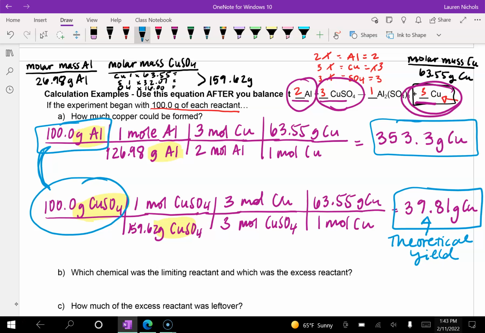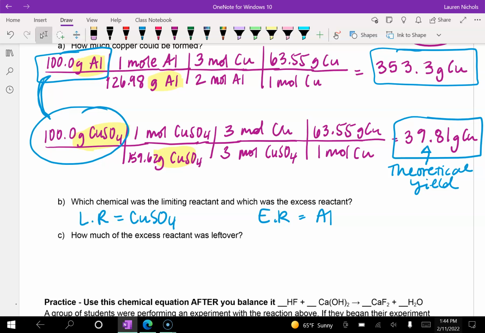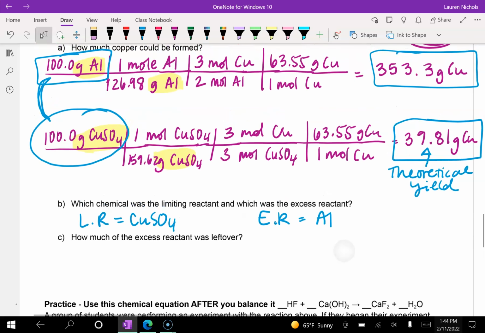So when we think about what's limiting and what's excess, our limiting reactant is the copper sulfate because it produces the smallest amount, whereas our excess reactant would have to be the aluminum, okay, because it can produce a lot more copper, but it's being limited and held back by the copper sulfate. So aluminum will be in excess. We will have a lot of aluminum left over. Now, the question then becomes, okay, well, how much of our excess reactant was left over? Well, we know we started with 100 grams.